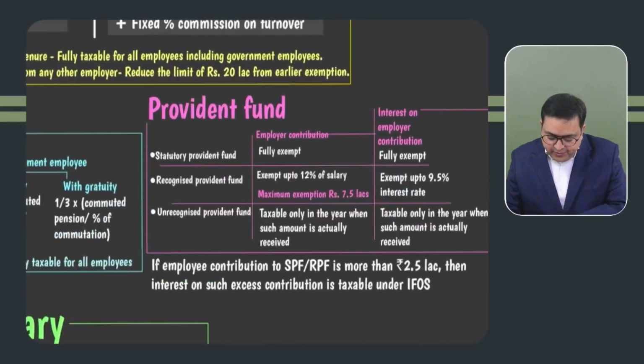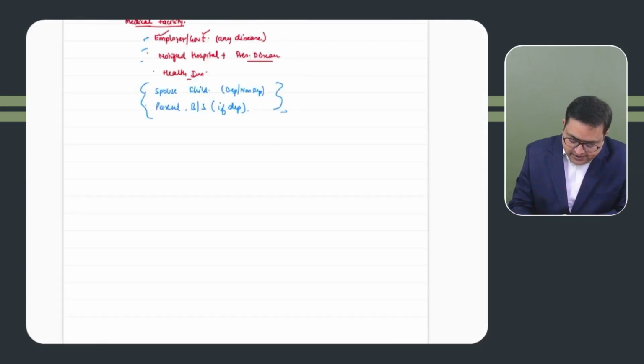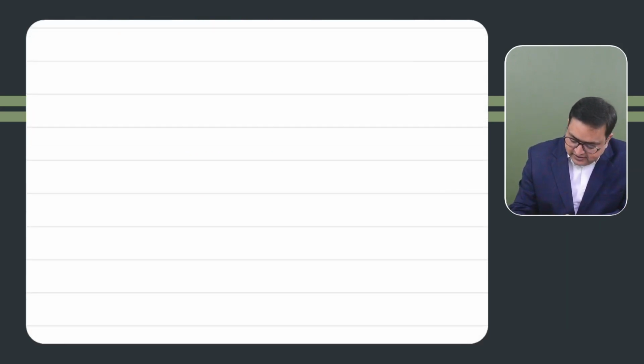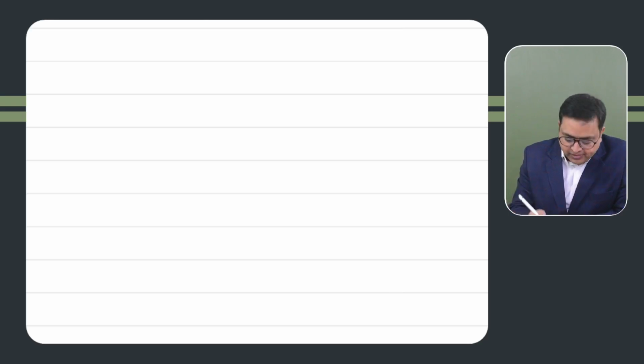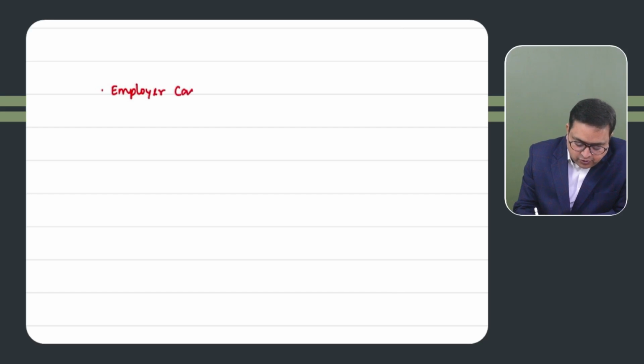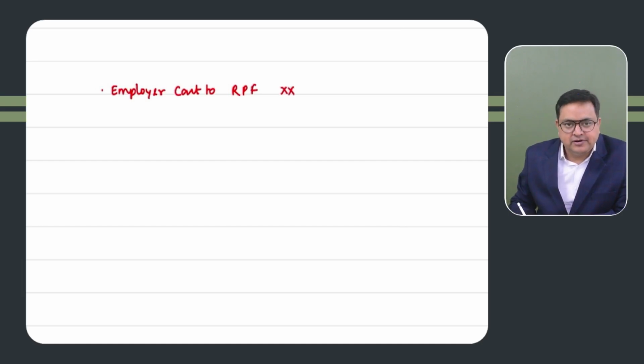Next, provident fund. Mostly they will tell you about the recognized provident fund. In your question, it will be written that the employer and the employee both are contributing towards recognized provident fund. So whenever you write all your components, basic salary I'm getting, DA I'm getting, please also add the employer contribution to recognized provident fund. Whatever the employer is contributing, write this amount as employer contribution.